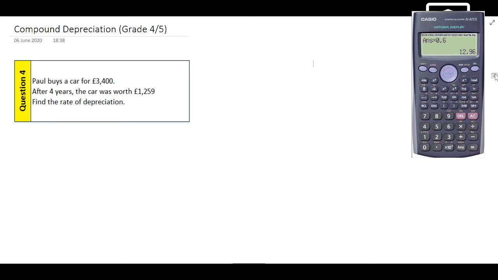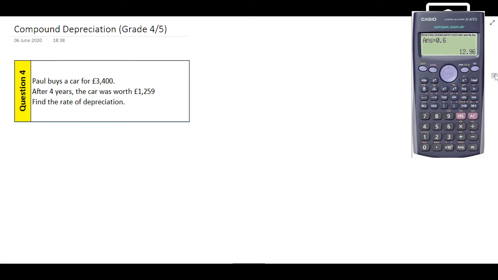So Paul buys a car for £3,400, and we're told after 4 years the car was worth £1,259. We're being asked to find that percentage depreciation. Okay, so this is similar to the fourth example in the compound interest video that I did.